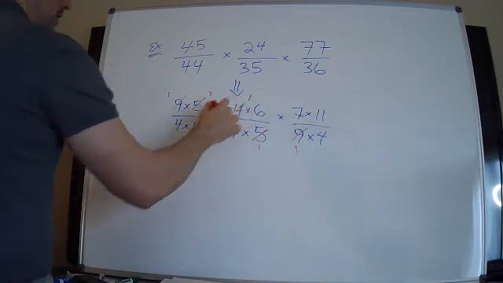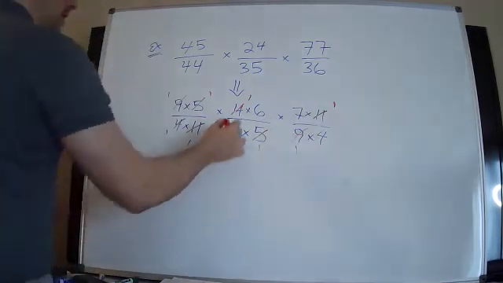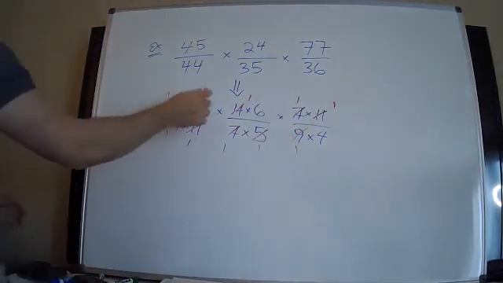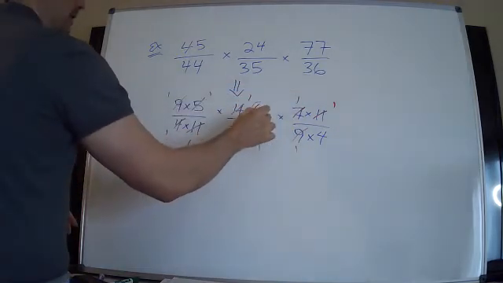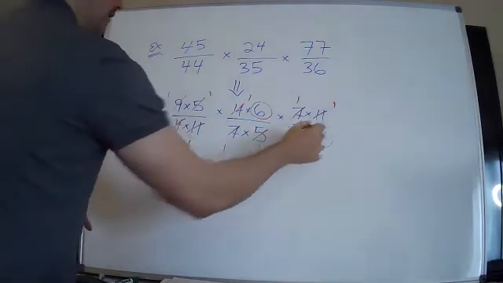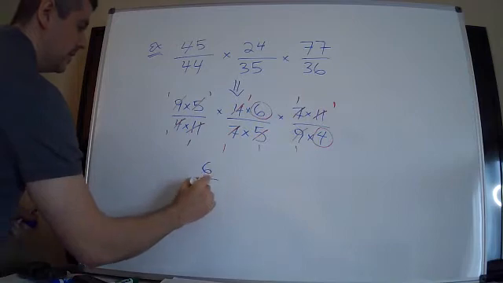Let's see, that 4 will cross out that 4. This 11 crosses out this 11. This 7 crosses out this 7. Man, a lot of stuff crossed out. Look at this. 1, 1, 1, 1, 1. Who's left? 6 is left. Gone, gone, gone, gone, gone. 4 is left. So I'm left with 6 over 4.